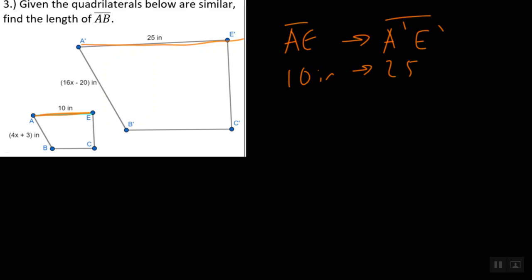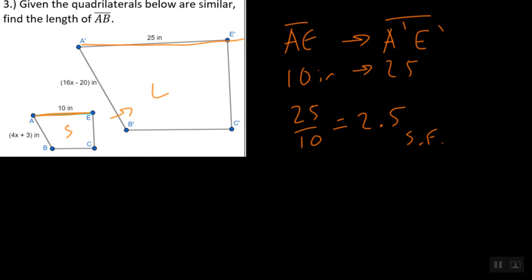So remember, how do you set up your scale factor? Well, it's to the shape that we're going to. So here we're going from smaller to larger, so we're going to put our larger side, 25, on top. Now guys, most of you know this: 25 divided by 10 is of course 2.5. And this is in fact our scale factor.